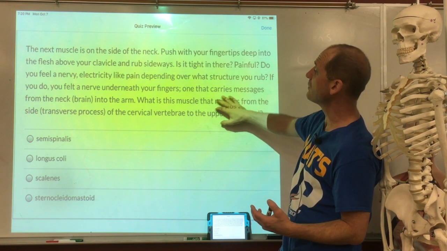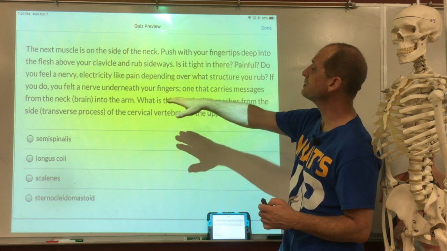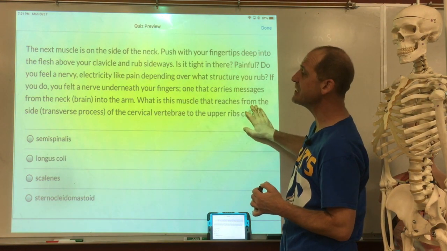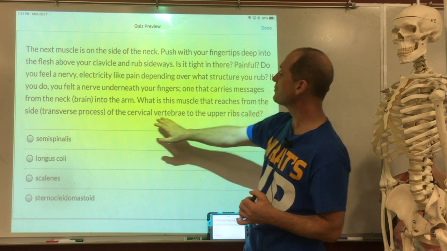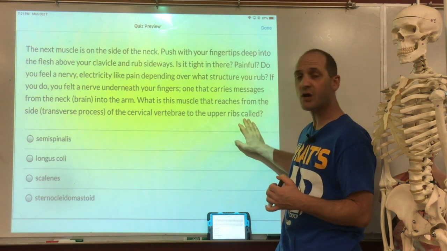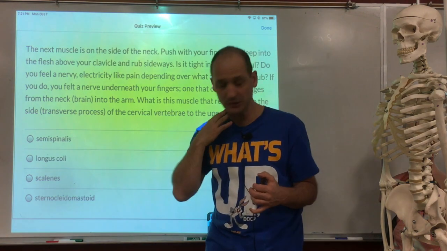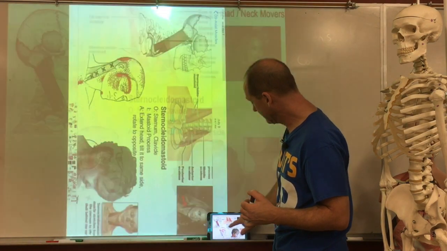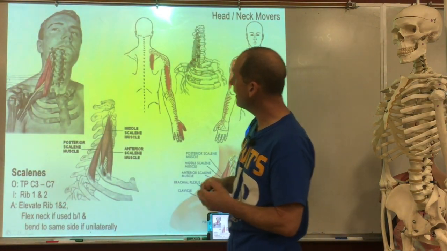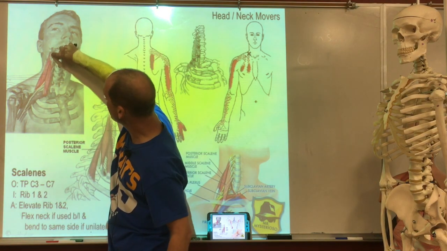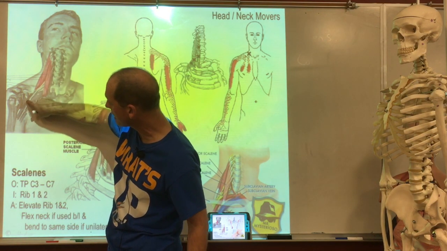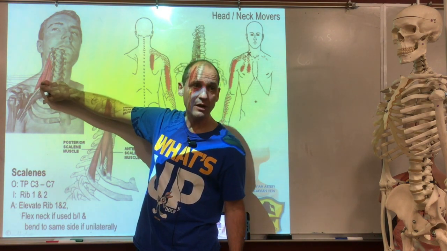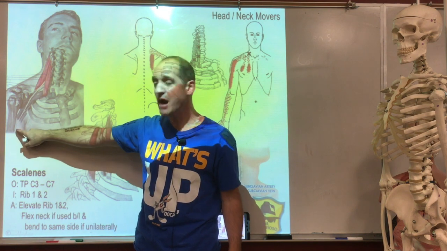If you felt the nerve underneath your fingers, one that carries a message into the arm. What is this muscle that reaches from the side, to the transverse processes of the cervical vertebrae, to the upper ribs? What is that called? Scalenes. One of my favorites. See, look at that. Right here from the tips on the outside into the ribs. And this is where the nerves come out. Right here. And so when that muscle is stiff, nerves get squeezed, you get ouchies in the arm.